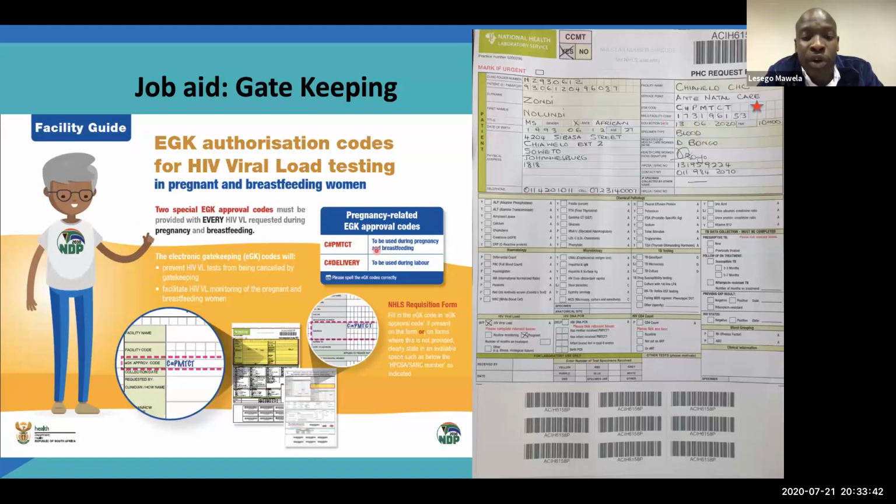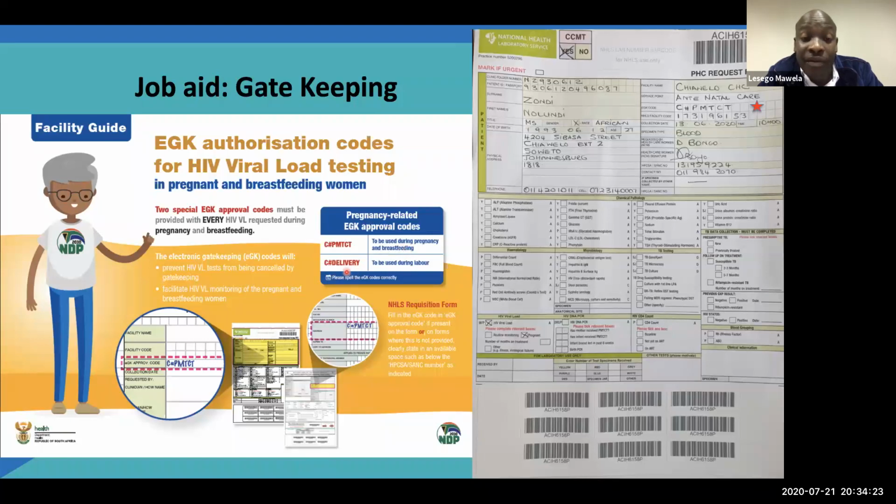So for a viral load that is done during pregnancy, antenatally, and during breastfeeding, the code that you use is C#PMTCT. So you would complete the patient details and tick the viral load and say which viral load you are doing. This is for pregnancy, as you can see there. And then you will put in the facility details and your own personal details as a health worker. But there they say, what is the EGK code? So it's C#PMTCT. That means it's either an antenatal or a postnatal breastfeeding viral load.